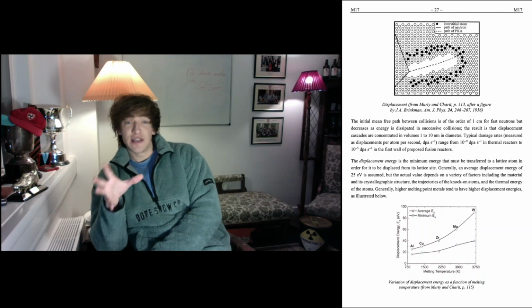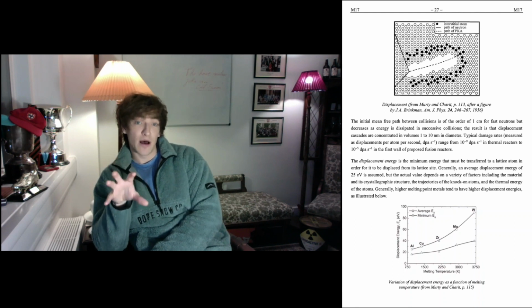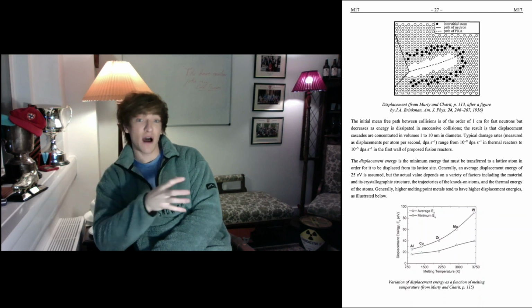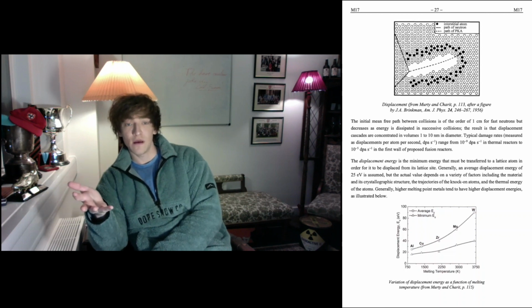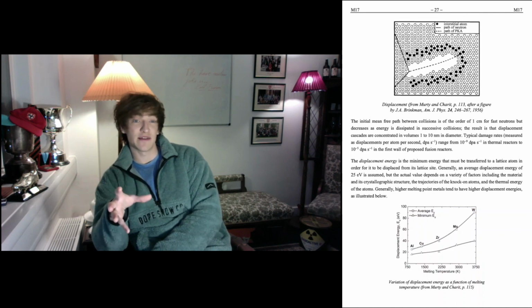Now, damage rates are usually measured in units of displacements per atom per second, meaning how many atoms across the entire material have been displaced per second for a given neutron flux. And a typical damage rate is in the range of 10 to the minus 9 displacements per atom per second for thermal reactors to 10 to the minus 5 displacements per atom per second in fusion reactors.